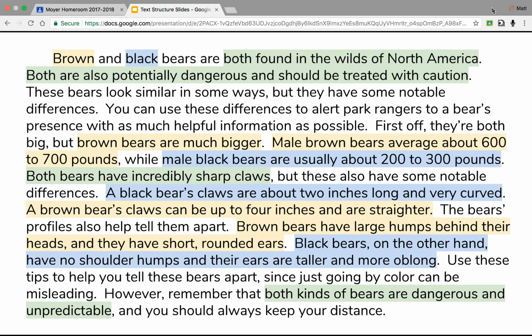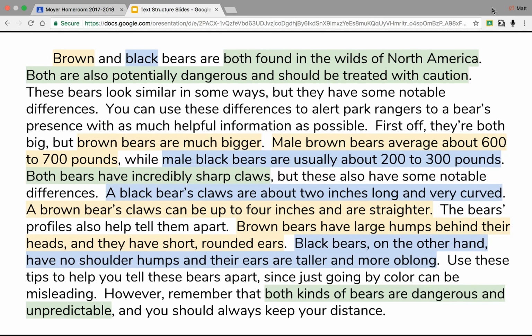Now that I've done that, you can see that in this text structure, sometimes there's a bouncing back and forth between them. They might talk about one and then they might talk about the other. The other thing I tried to do was show you in green the ways in which brown bears and black bears are both similar. Often the author is giving us information that shows how they're alike, not how they're different. So you see that in green, woven in at the beginning, middle, and end of this paragraph.